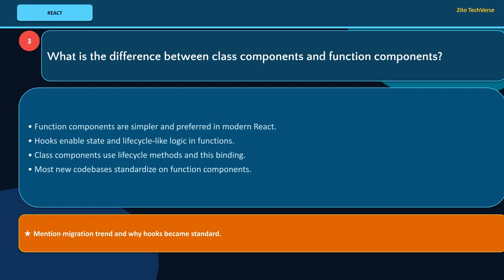Third, what is the difference between class and function components? Function components are simpler and standard in modern React. While classes use lifecycle methods and this binding, hooks now enable that same logic within functional components.